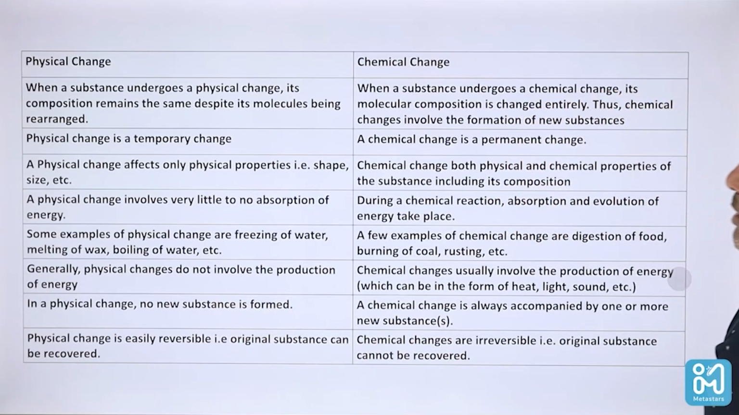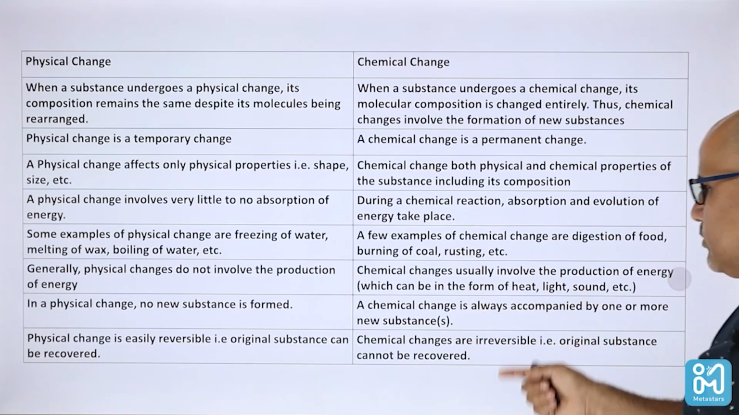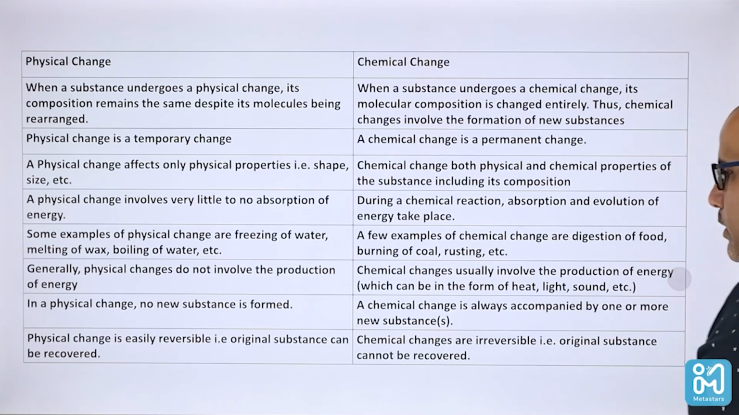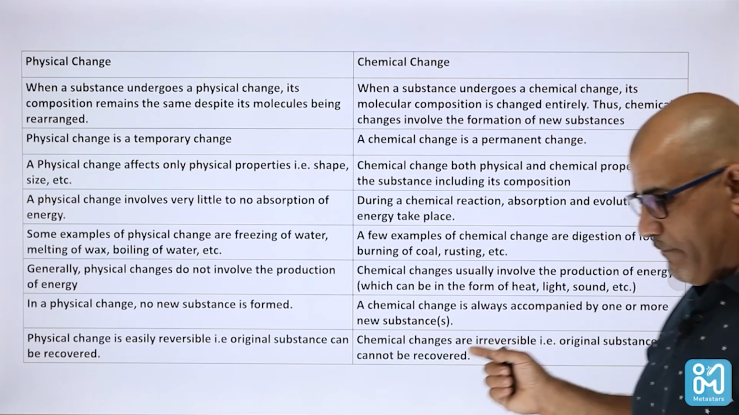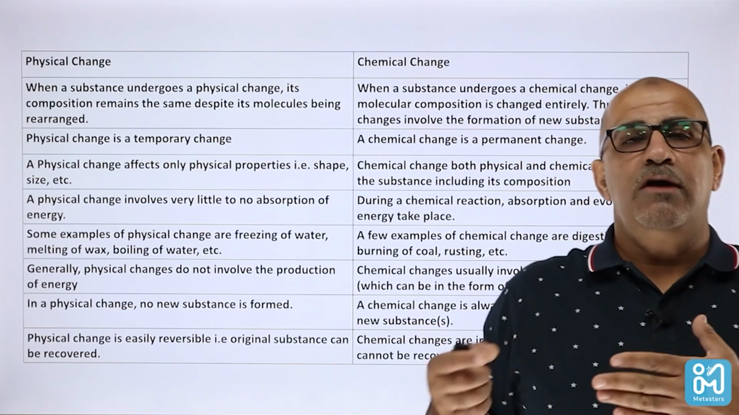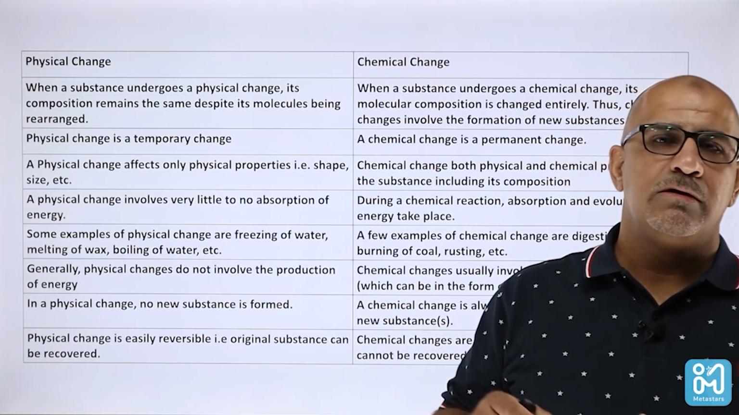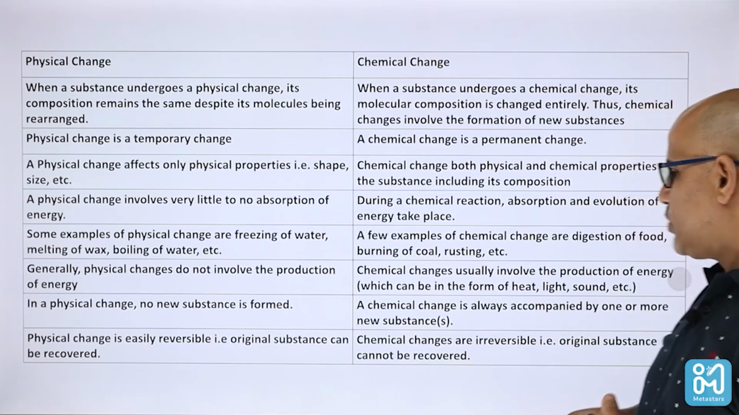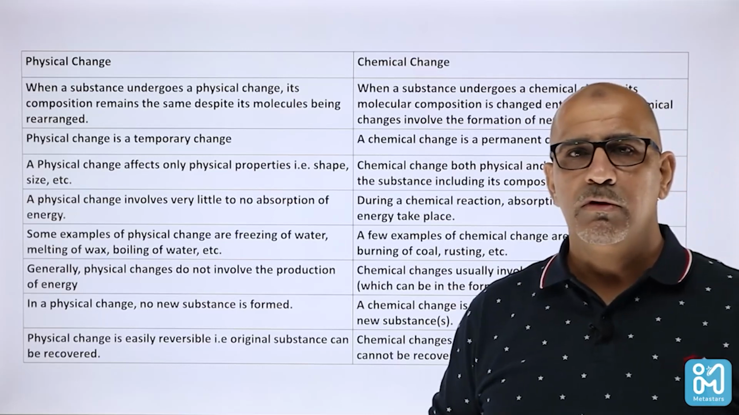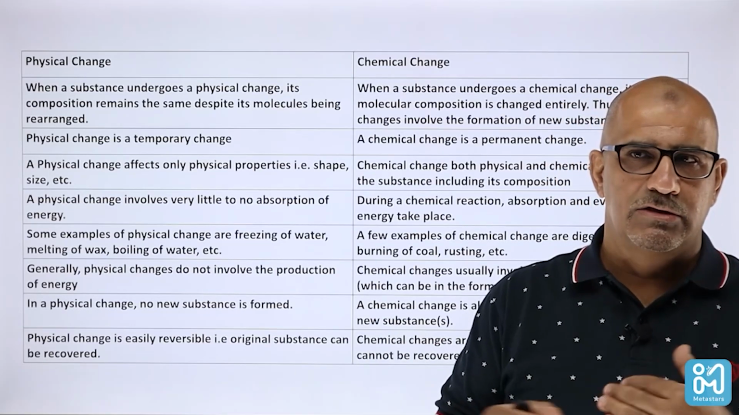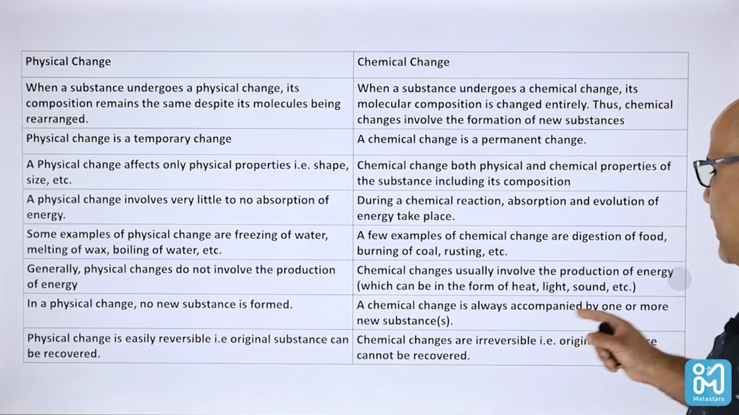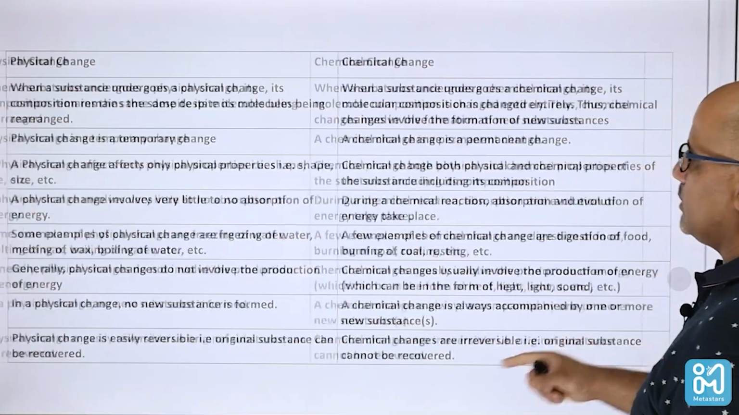In a physical change, no new substance is formed, while a chemical change is always accompanied by one or more new substances being produced. The physical change is a reversible process. For example, if you melt water, you can freeze it again and reverse it. While with a chemical change, like when you burn fuel, you can't return back again. So you can't reverse the chemical reaction. Not all reactions are reversible processes.